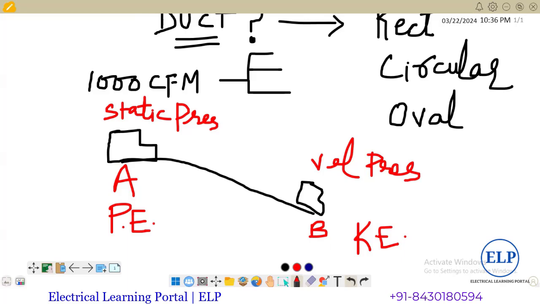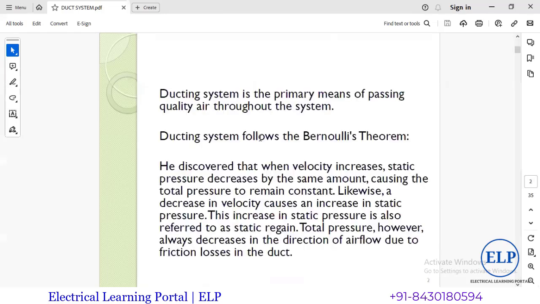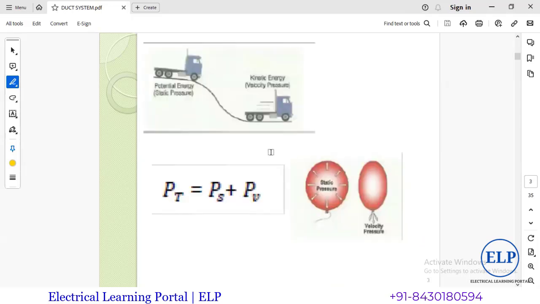So let us go to our topic here. First we will try to understand something about the ducting today, and then we will go for the calculations. As I told you, ducting follows Bernoulli's theorem. In the truck example, when the truck is in standing position, it contains the static pressure, and when it is moving from point A to point B, it contains velocity pressure. So your total pressure will become equal to static pressure plus velocity pressure.